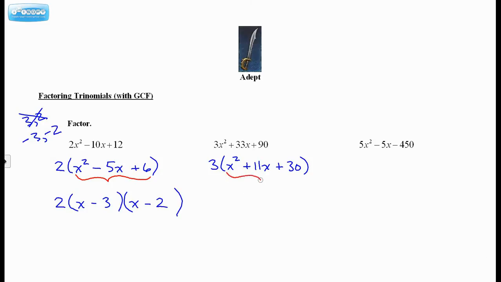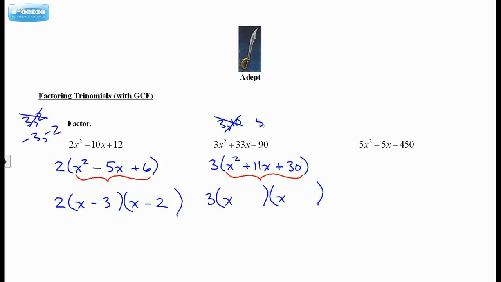This trinomial here, I can tell just by looking at it that it's factorable. Well, this 3 is still there. Don't drop it. Okay. So we want to find two numbers that multiply to 30 and add to 11. Numbers that multiply to 30, how about 3 and 10? Well, that works, but if you add those together, we would get 13. So that doesn't work. We want 11.